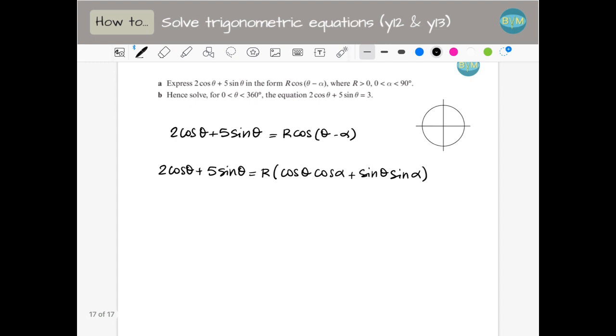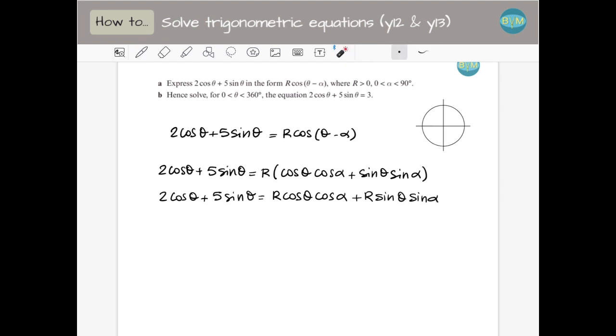I multiply the brackets, so I have 2 cos theta plus 5 sine theta is R cos theta cos alpha plus R sine theta sine alpha. Alpha and R are just numbers, they are constants. So that means this is going to be a constant. This is a variable, so theta changes, but not alpha. So this means, I'm going to stop because of the noise. I don't know if you can hear it.